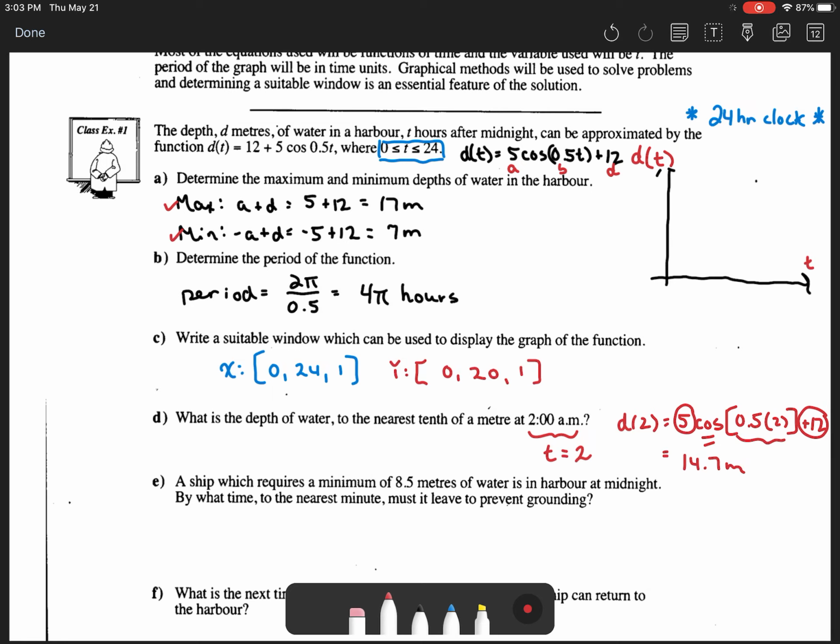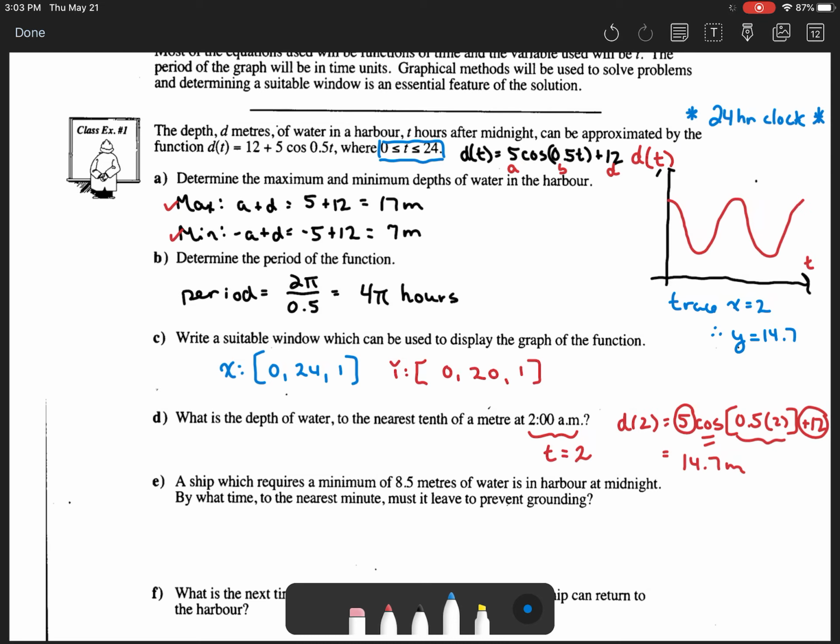If I were to graph this, this is what would happen. So when I go and graph this, I would be graphing my 5 cos of 0.5x plus 12, and I would get a graph that looks something like this. Down, down, and up like so. That's what that graph is going to look like. So what is the depth of the water at 2 a.m.? All you would have to do is go trace, enter an x value of 2, and what you'll get is a y value that equals 14.7. So it'll give you the same thing using your calculator, if you want to do it on your calculator versus algebraically like I showed it below.